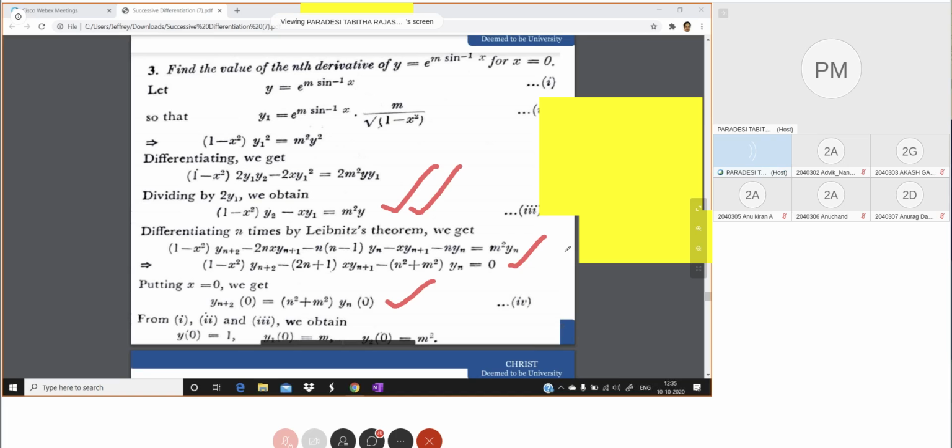What is f of 1? Syed, it's the value of the function at x equal to 1. F of 0 is the value of the function at x equal to 0. Y of 0 is the value of y at 0. Y of 1 is the value of y at 1. Y of 1,000 is the value of y at 1,000. Okay, the others please address his doubts. I am moving ahead.